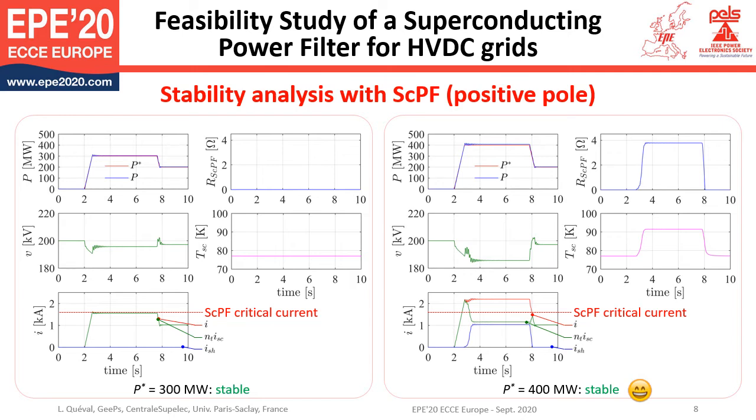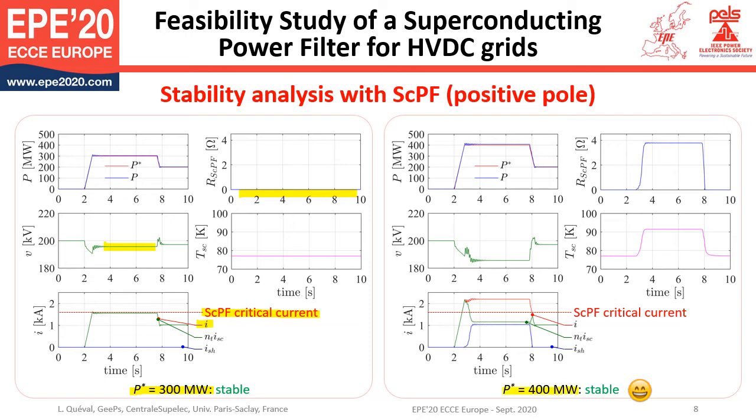Let's see what happens for our test case. At 300 MW, the system is still stable. Note that because the DC current stays below the device critical current, the device resistance is zero.